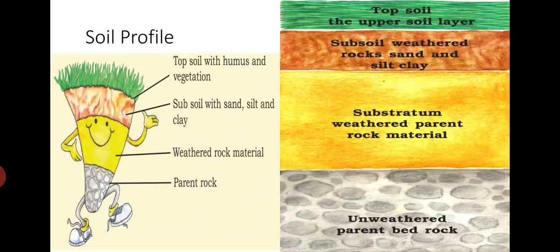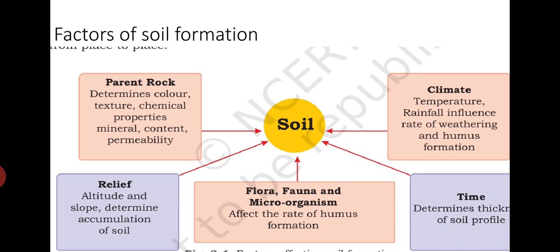This soil profile only develops when the making or development of the soil takes place at one place. If the soil keeps on being transported with the help of different natural factors, the soil profile will not develop. Now some factors which affect the formation of the soil.